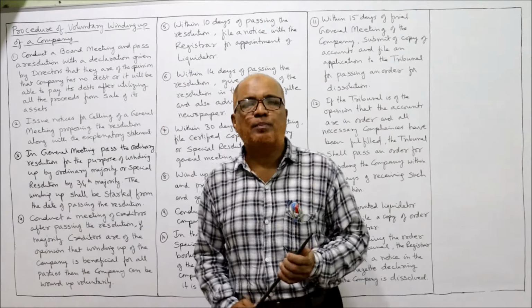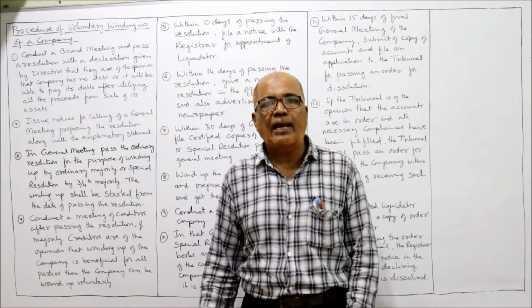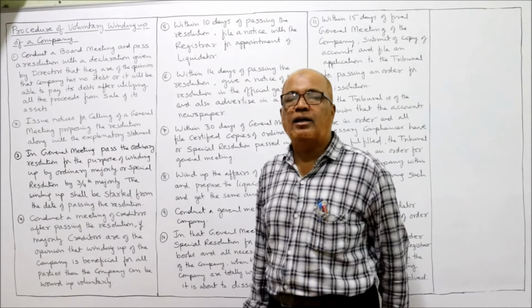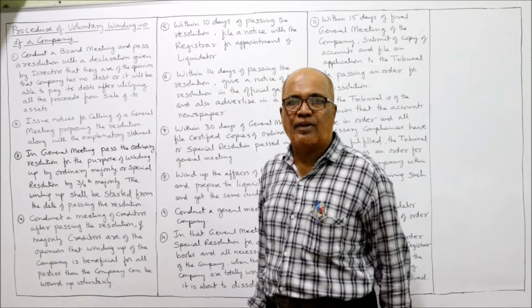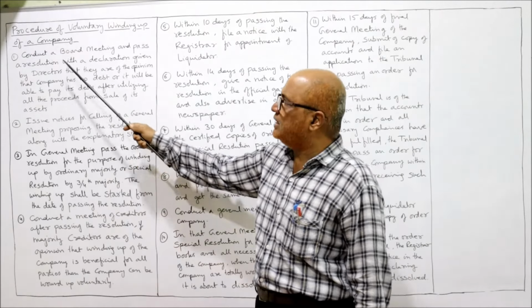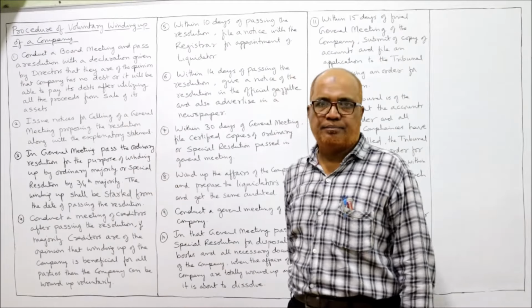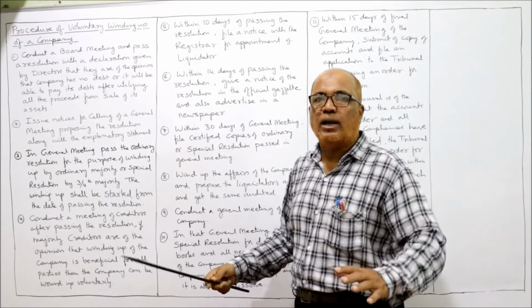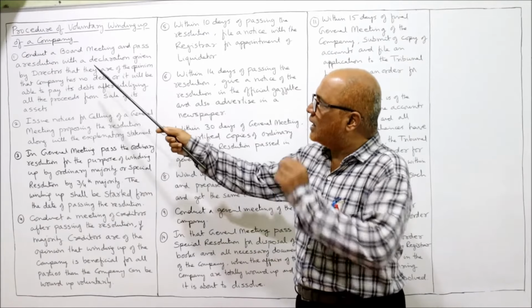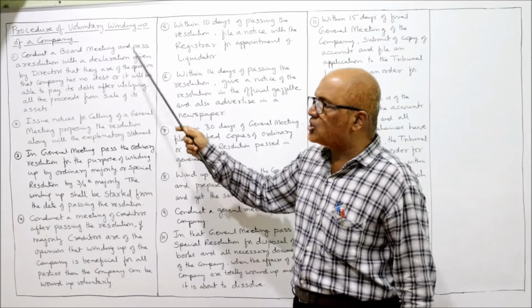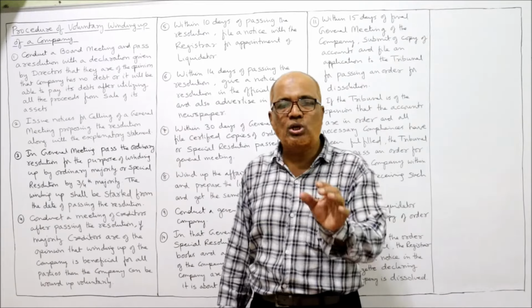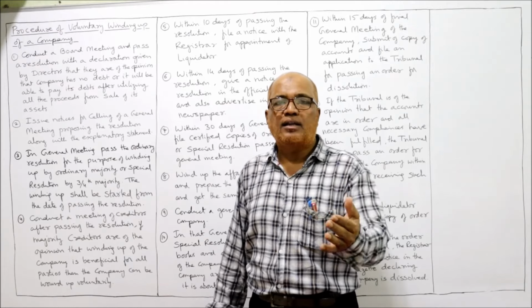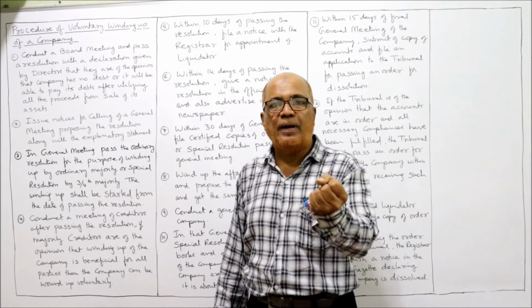Now I am going to explain to you the procedure of voluntary winding up. What are the steps to be followed by a company in order to voluntarily wind up the company? The first step is to conduct a board meeting. The first step for voluntary winding up is calling a board meeting and passing a resolution with the declaration given by directors. A resolution has to be passed in the board of directors meeting resolving that the company will be able to pay the debts.